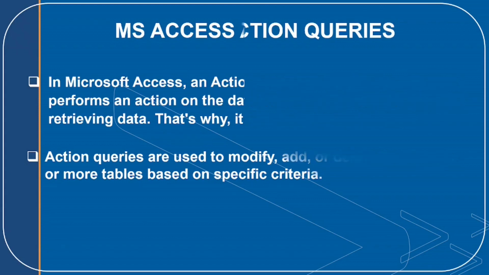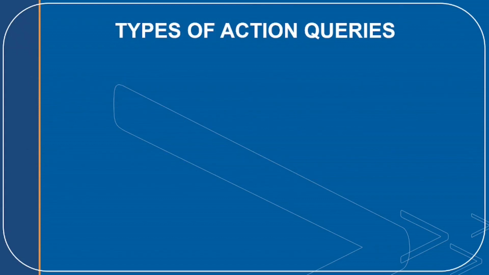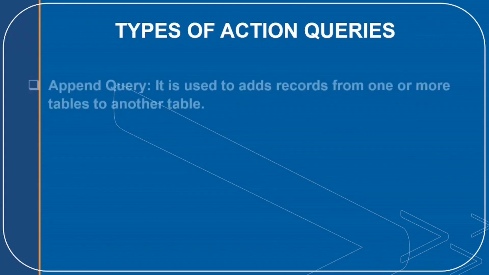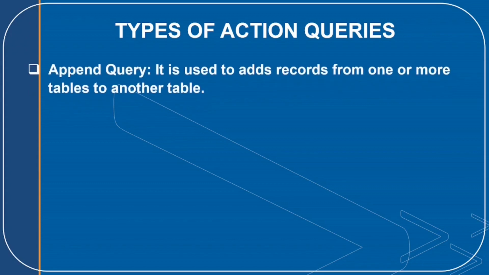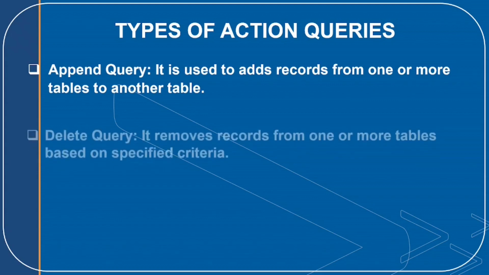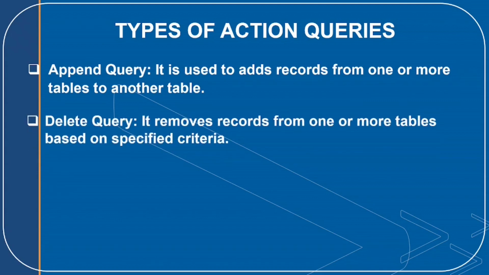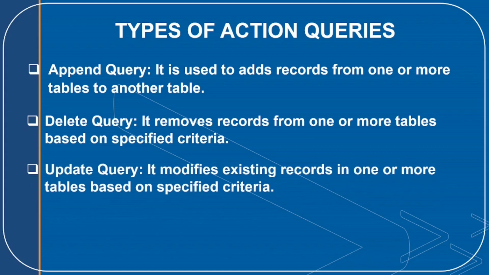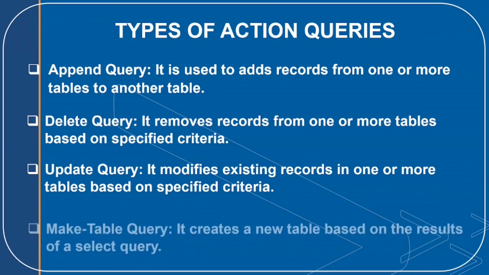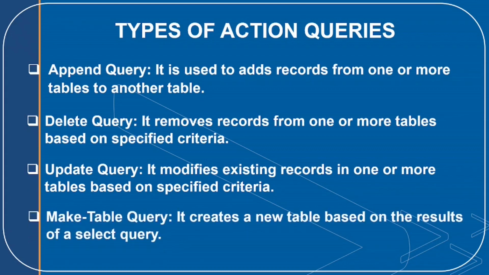There are several types of action queries in msaccess. First one is append query. It is used to add records from one or more tables to another table. Second one is delete query. It removes records from one or more tables based on specified criteria. Third one is update query. It modifies existing records in one or more tables based on specified criteria. Fourth one is make table query. It creates a new table based on the results of a select query.